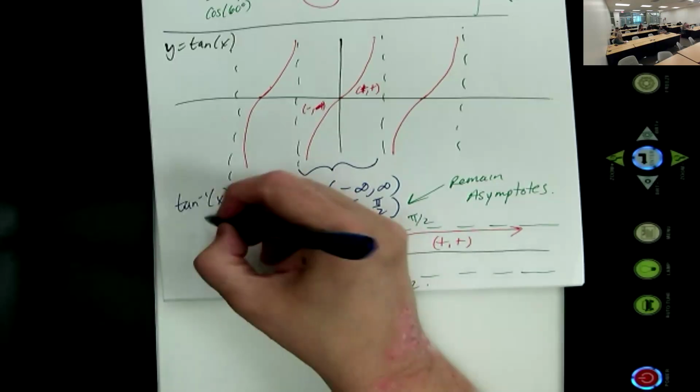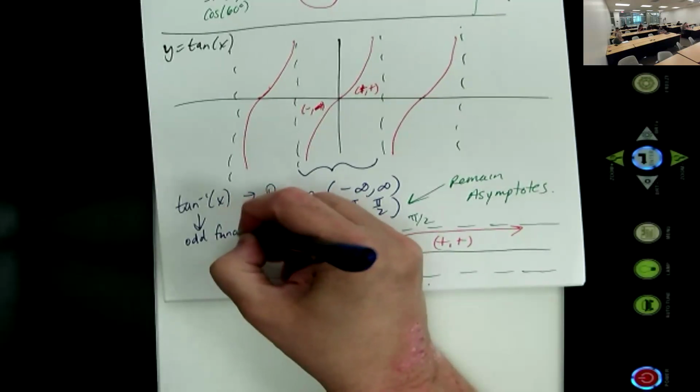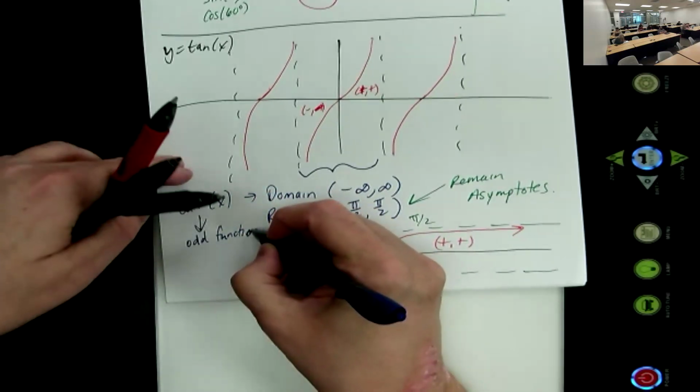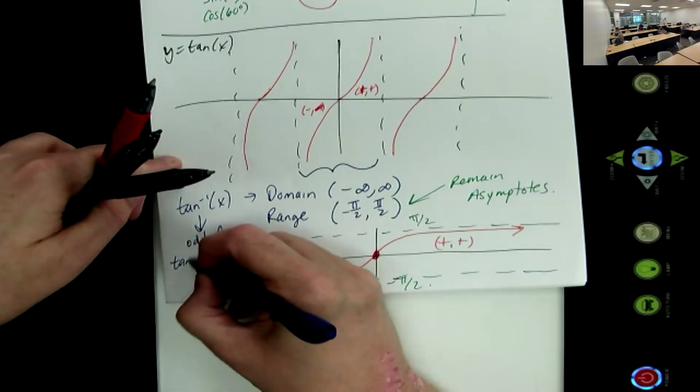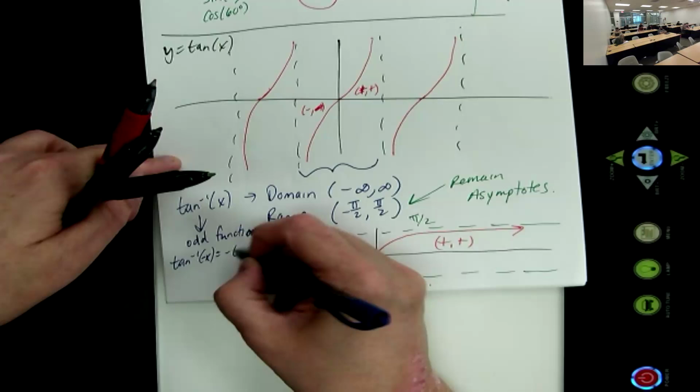And tangent inverse is odd. It's an odd function. So tan inverse of negative x equals negative tan inverse of x.